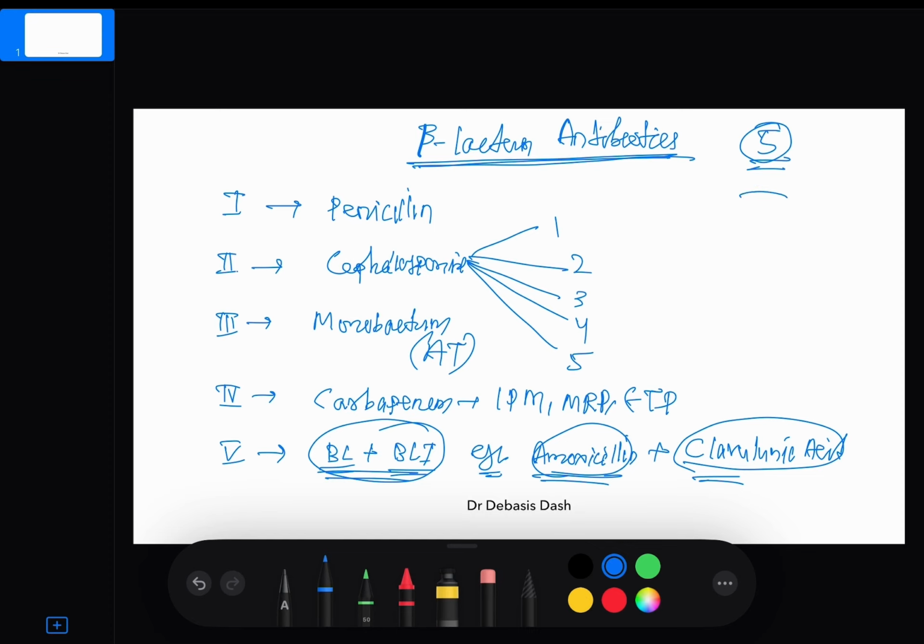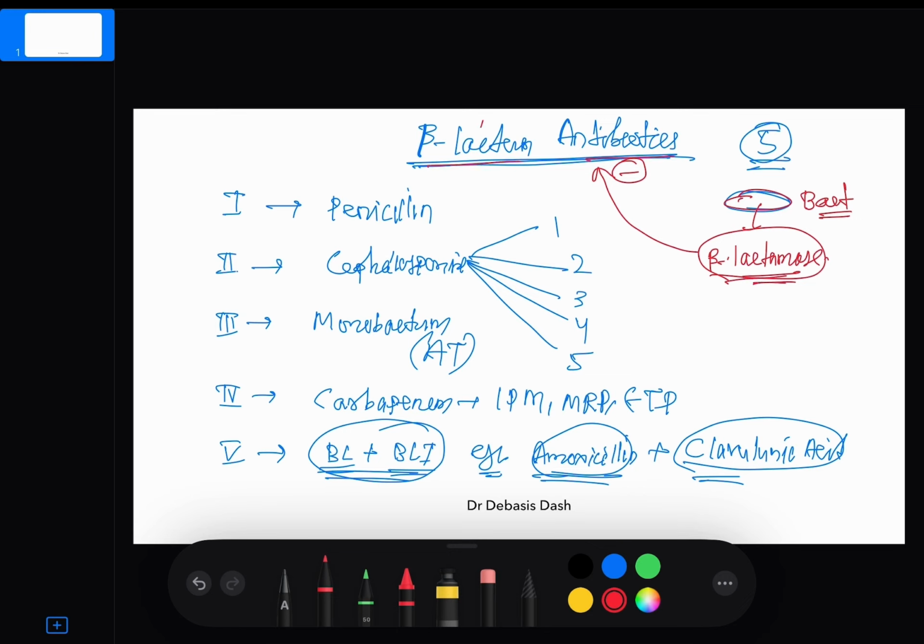Some bacteria produce an enzyme called beta lactamase. This beta lactamase inhibits the beta lactam antibiotics. Understood? This beta lactamase inhibits the beta lactam antibiotics.